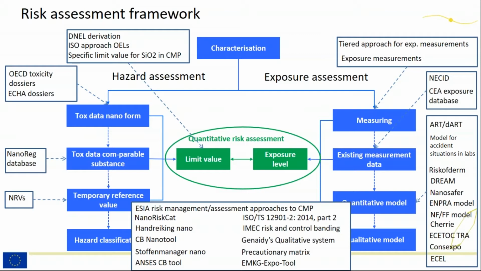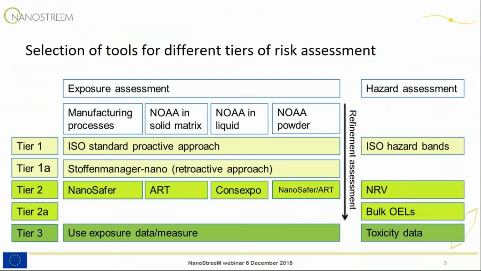And that is exactly what we did in the tiered approach that we developed for NanoStream. So again, on this slide, you see an exposure assessment branch and a hazard assessment branch. Tier 1 starts with a qualitative banding approach to prioritize scenarios. And this is exactly what the industry partners have done in the NanoStream project. They have prioritized the scenarios for quantitative assessment using this banding methodology.